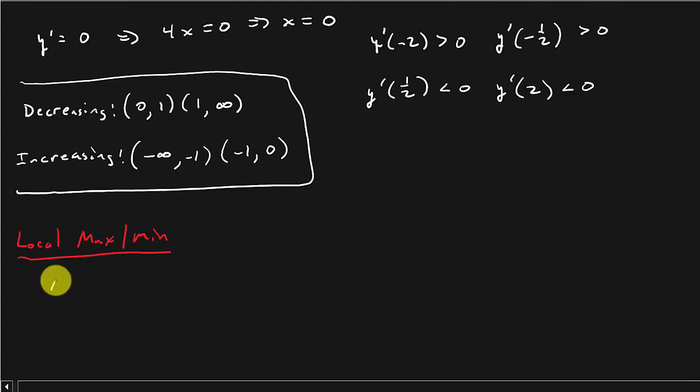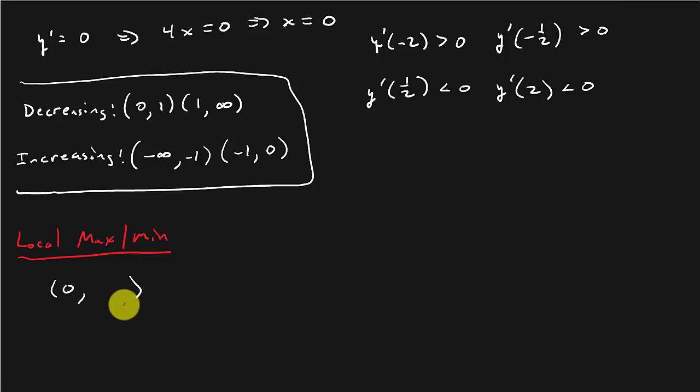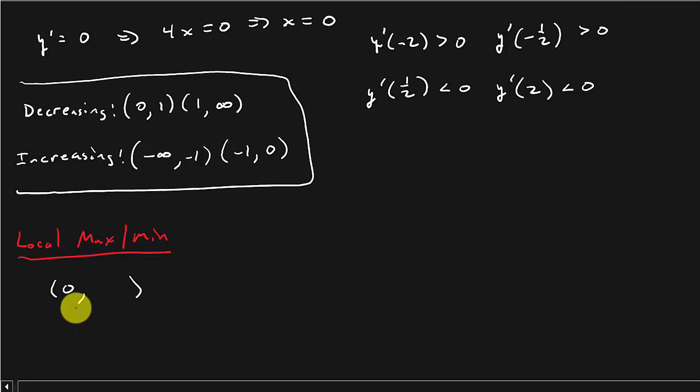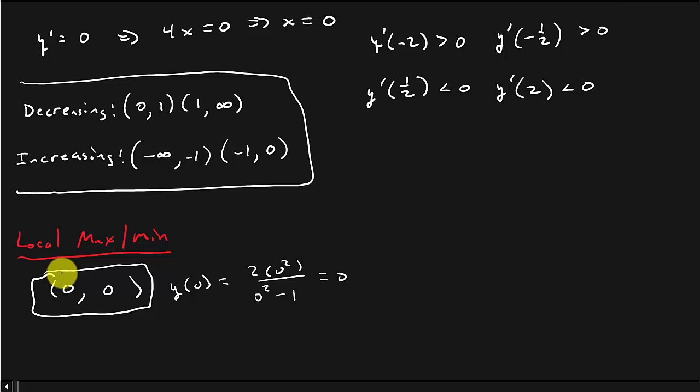So there's a local maximum at 0, and now we need the y value. Now, this is where you want to be careful. We've got the 0. How do I get my y value? 0 is my x value. To get the y value, you evaluate the original function at 0, which of course we know that's 0 already. And there's your local max min.